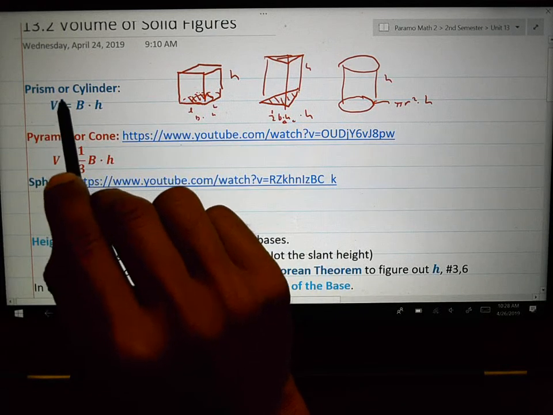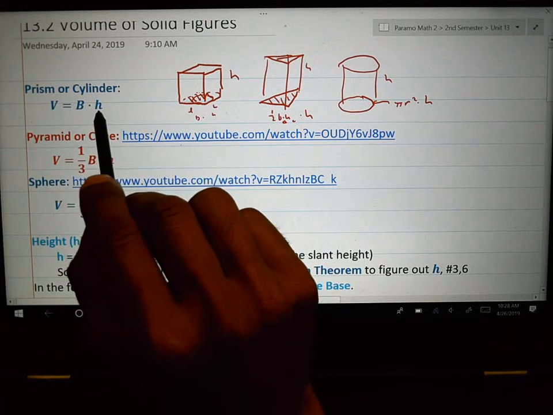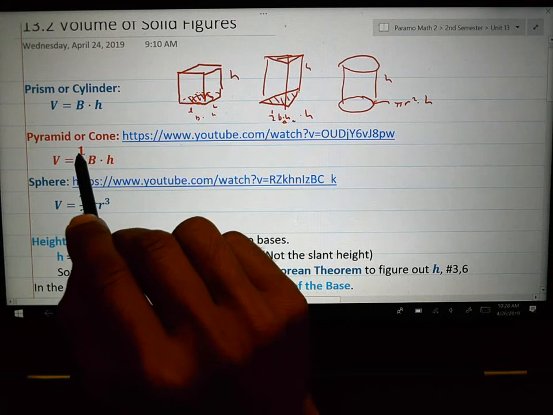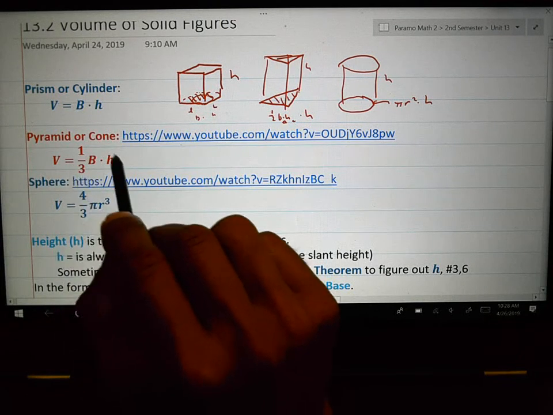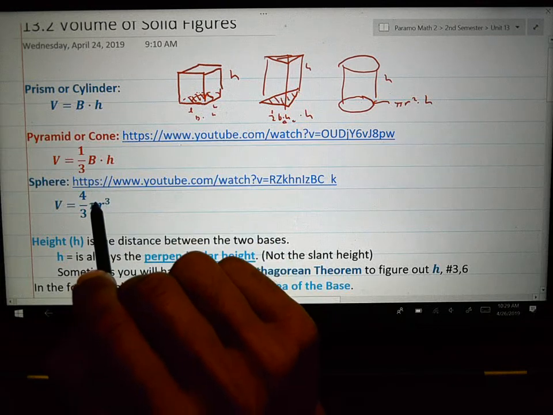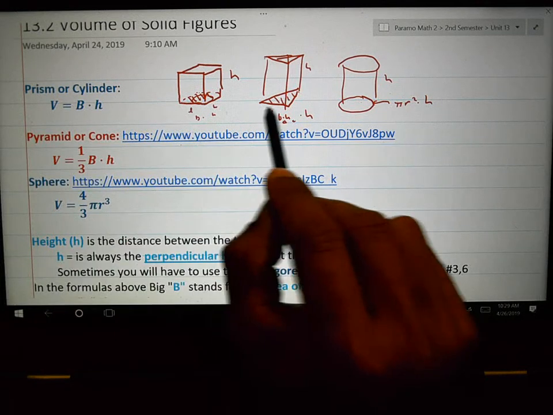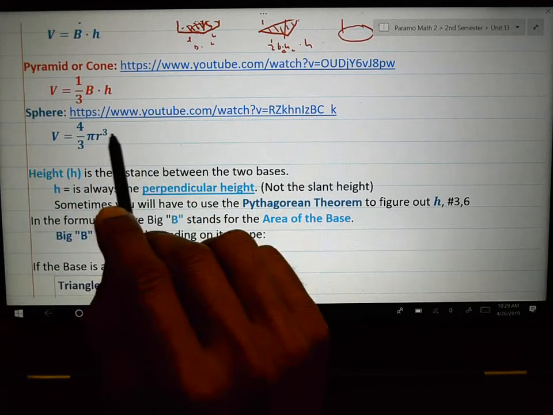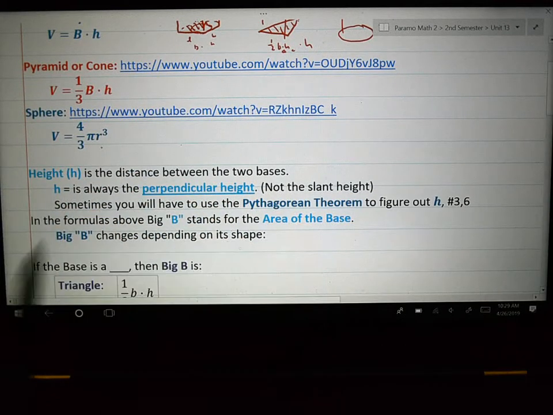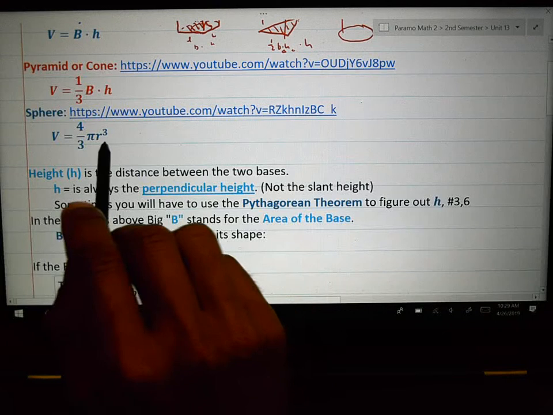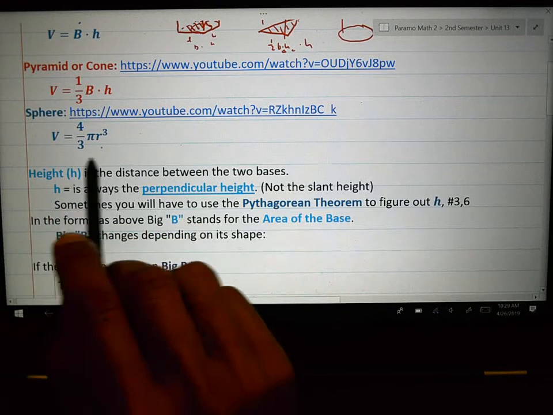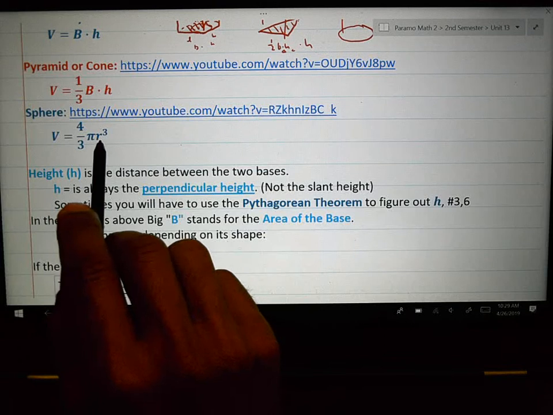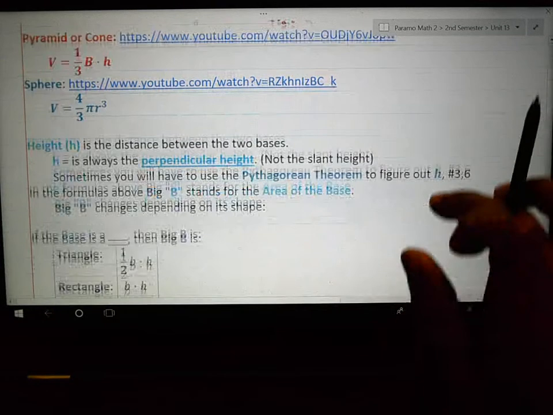But the formula for prisms and cylinders is big B times H. For a pyramid or cone, it's the same formula, except you have a 1/3 times big B times H. Big B still can switch depending what the object is. And then a sphere is the only one with r to the 3rd power. So volume's 4/3 pi r cubed. Keep that in mind.